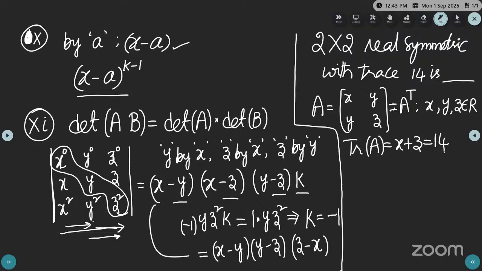Now what is the determinant of A? Determinant of A equals XZ minus Y square. This is with X plus Z equal to 14. Express one thing in terms of the other. But before this, is Y square positive or not?